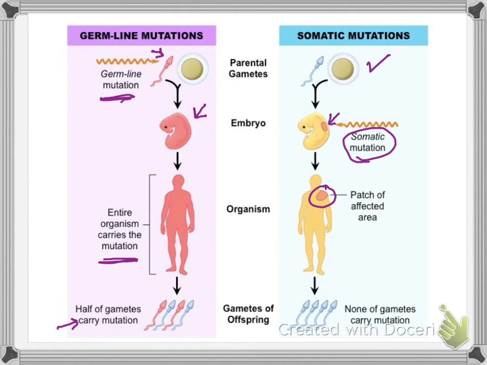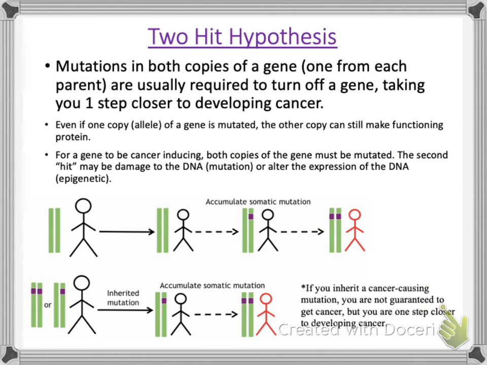But that tissue isn't passed on to the offspring. So none of the gametes have it. Okay? So it's not going to be passed on. It was a sporadic cancer. Okay? Which we will talk about in a little bit.